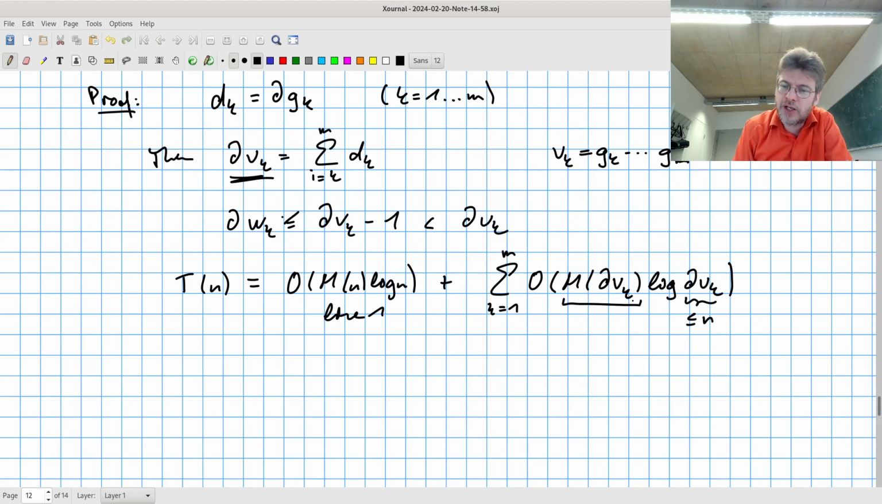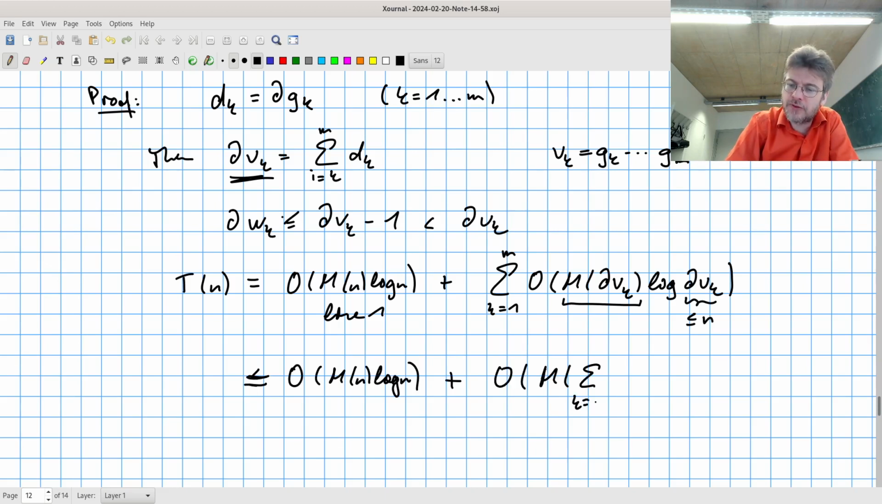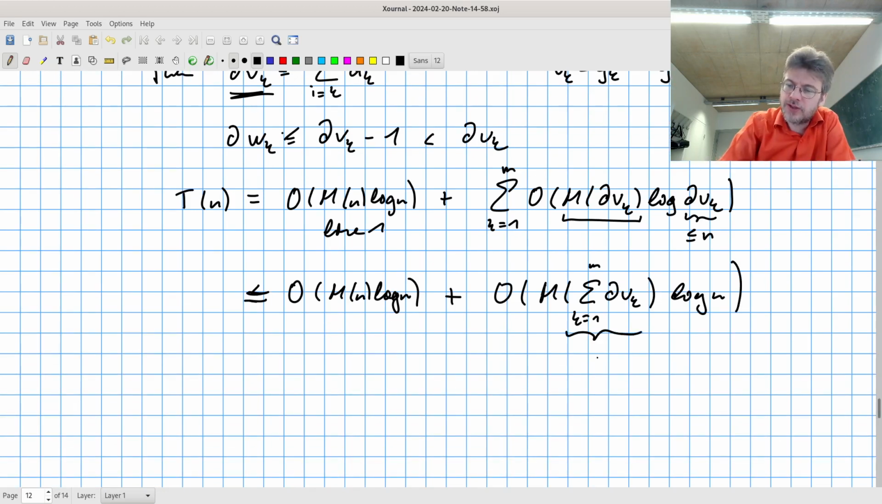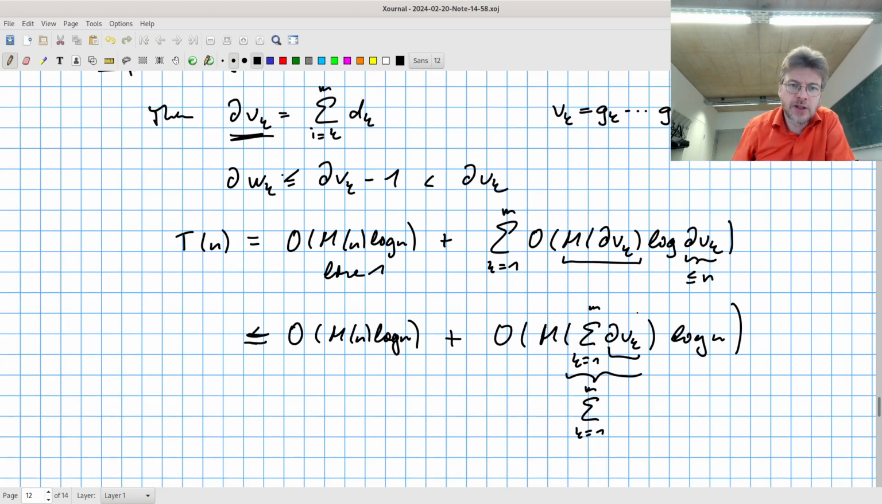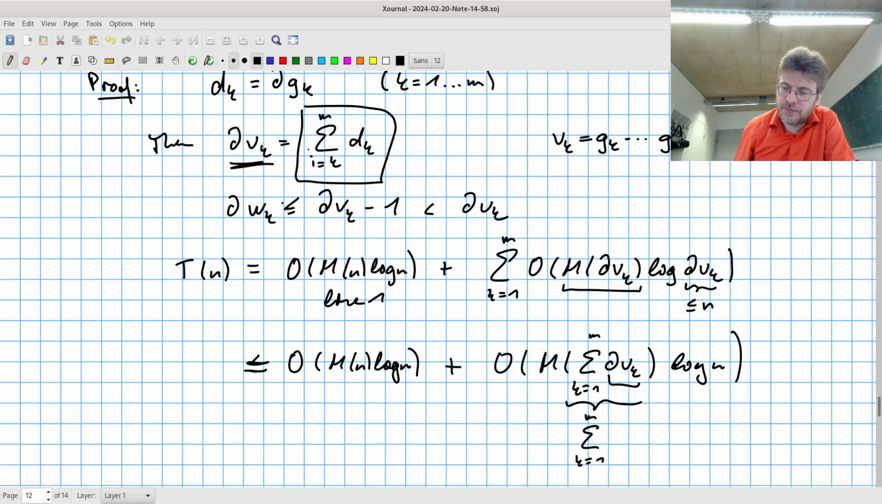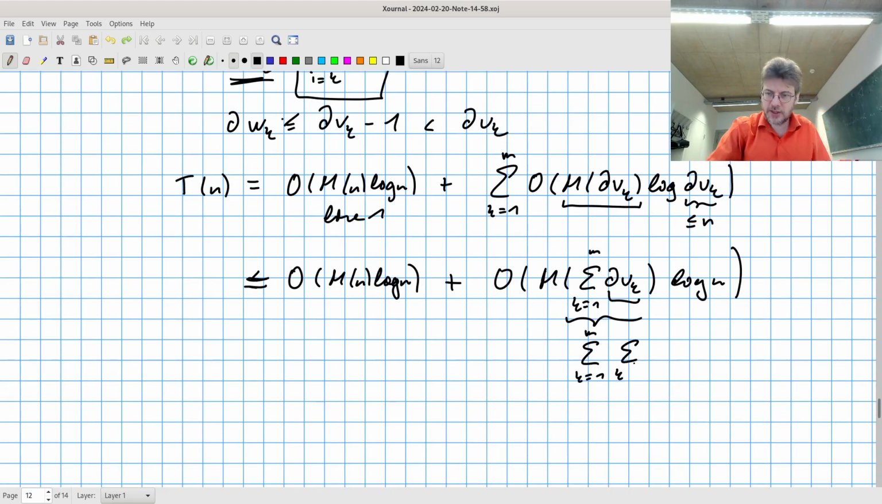Here we have to be a bit more careful. We can take the sum into the big O and into the M, and say this is bounded by, so I can say equal, because the O already contains the estimate, O of M(n) log n from here, plus O of M of the sum over k from 1 to m of degree v_k, times log n. Now let's make this more explicit: this is the sum over k from 1 to m, and what was this? This was the sum of the degrees of the g's, the sum over i from k to m of d_i.